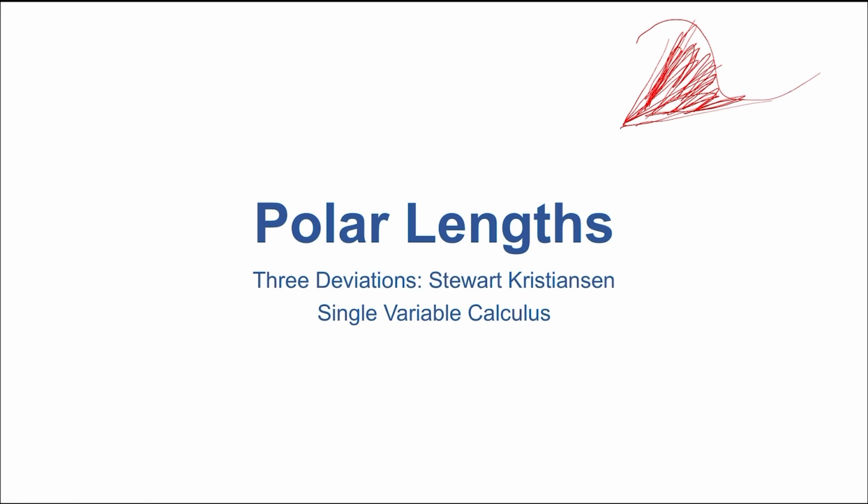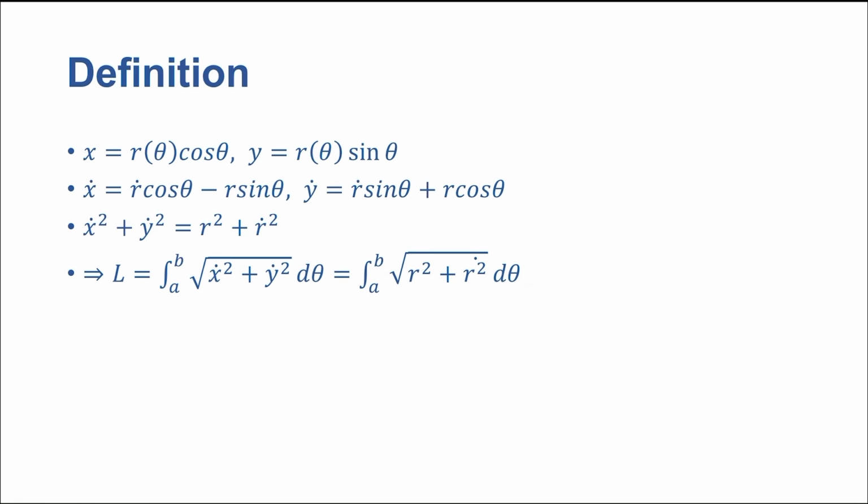All right, so let's discuss polar lengths. So I wanted to derive this, so this is a bit of an interesting derivation. But anyways, we know that in parametric equations, if I want to find the length, I take the integral between some start point and some end point of the square root of the x derivative with respect to the parameter squared plus the y derivative with respect to the parameter squared, with respect to the parameter.